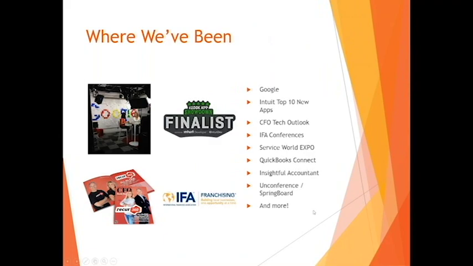And so where we've been, Out of the Box Technology is really involved in the industry. We've been featured on Google. This right here you can see is Lisa. She did an interview with Google about our company and where we're going and what solutions we provide. We were named one of Intuit's top 10 best new apps in 2017. Last year, we were featured in CFO Tech Outlook magazine as a top solution for recurring invoices and payments with our product Recur 360.